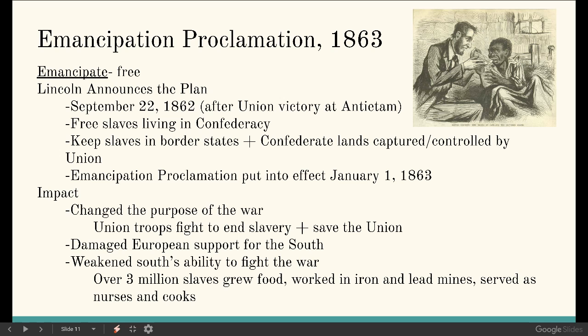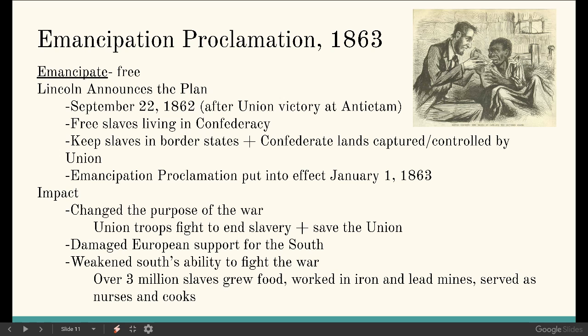So the Emancipation Proclamation is put into effect January 1st, 1863, and it has a major impact on the war. First, for the Union, it changes the purpose of the war. We said at the beginning that the Union was more concerned with preserving the Union than with actually ending slavery. The Emancipation Proclamation puts ending slavery right up there with saving the Union as a major goal of the Union troops. So they're going to be fighting for both of those causes now.